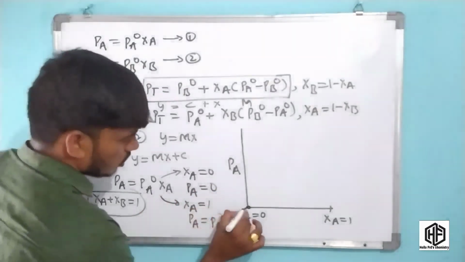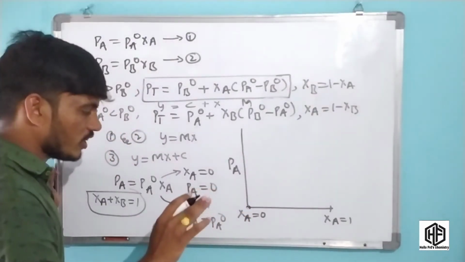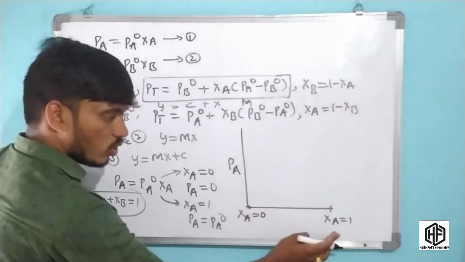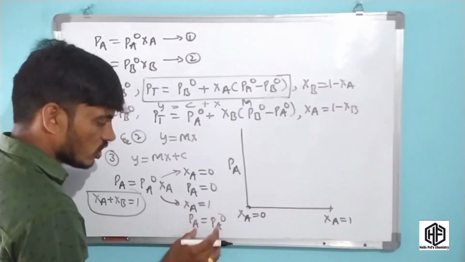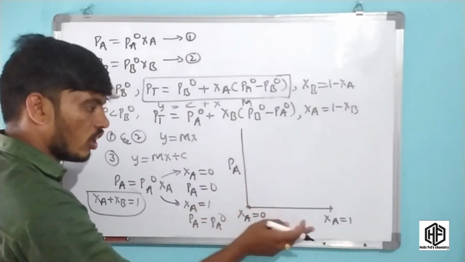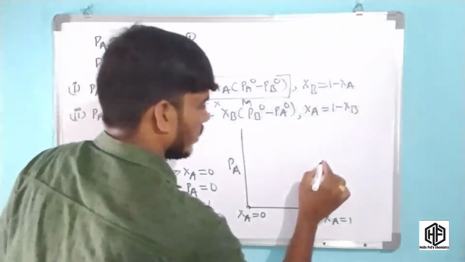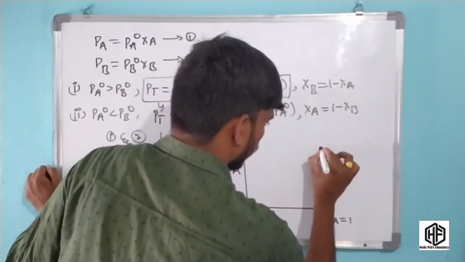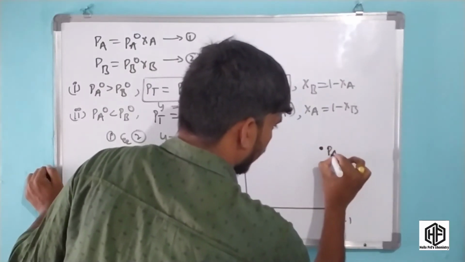Now, 0 is represented like this. Is that clear, friends? Now, the zeta A value is equal to 1, the mole fraction value is equal to 1. Now, the PA value, the partial pressure value, is equal to PA naught. Now, PA naught is represented at this point. Okay, friends, this is PA naught.